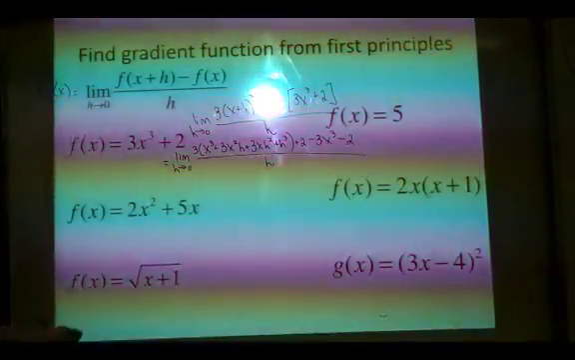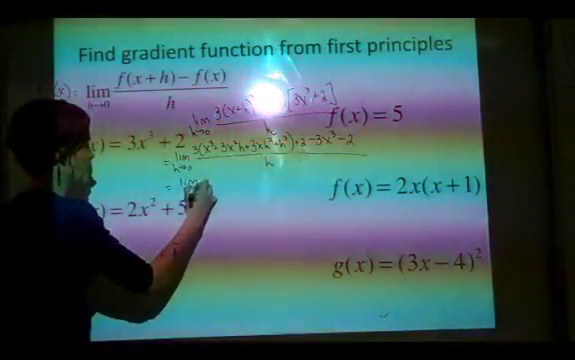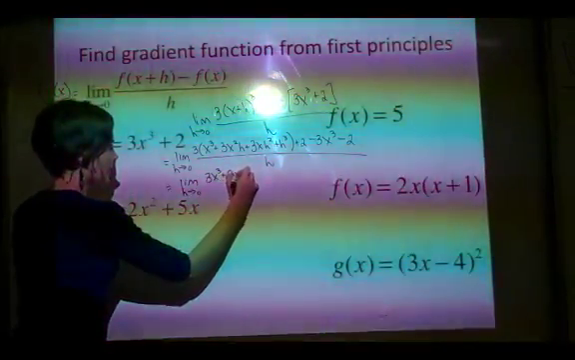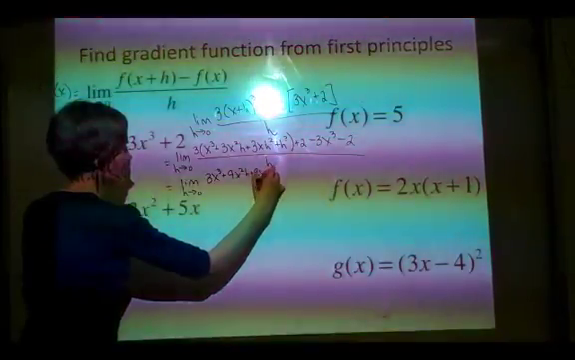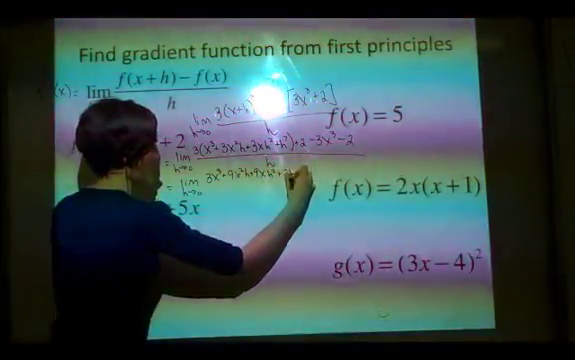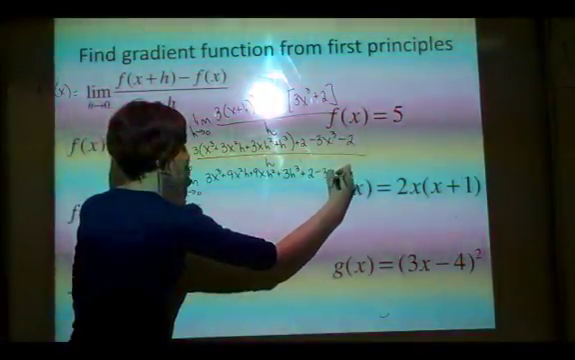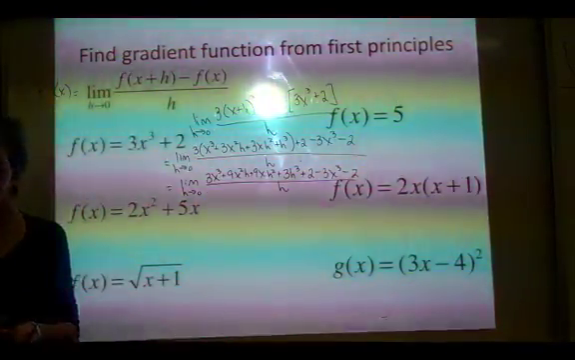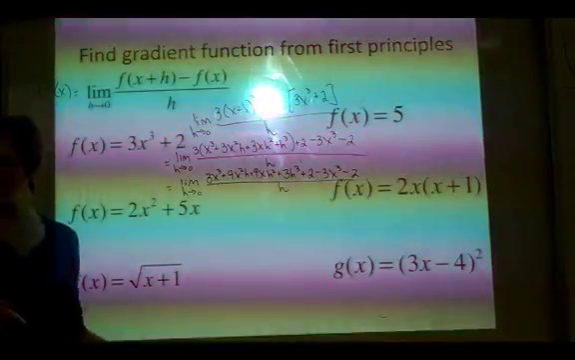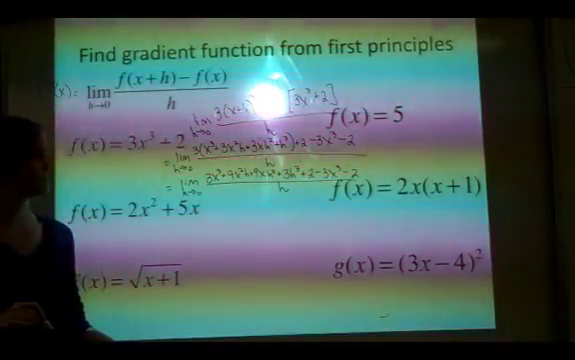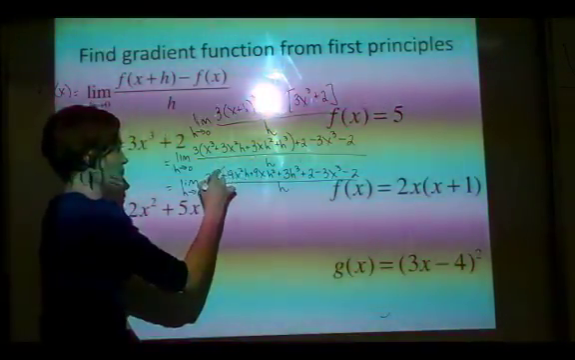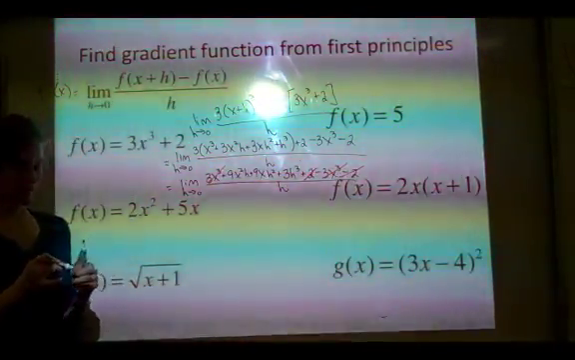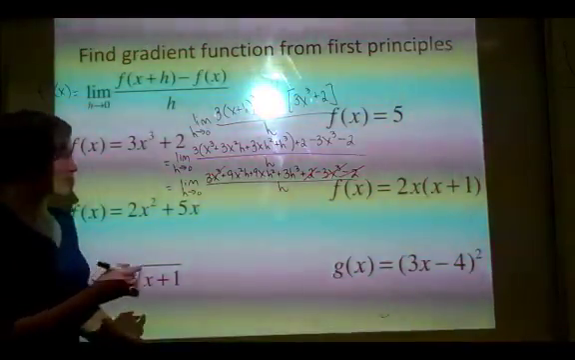All right. Let me just multiply that in so we see what terms cancel. So I have 3x cubed plus 9x squared h plus 9x h squared plus 3h cubed. Okay, what cancels? This and this.